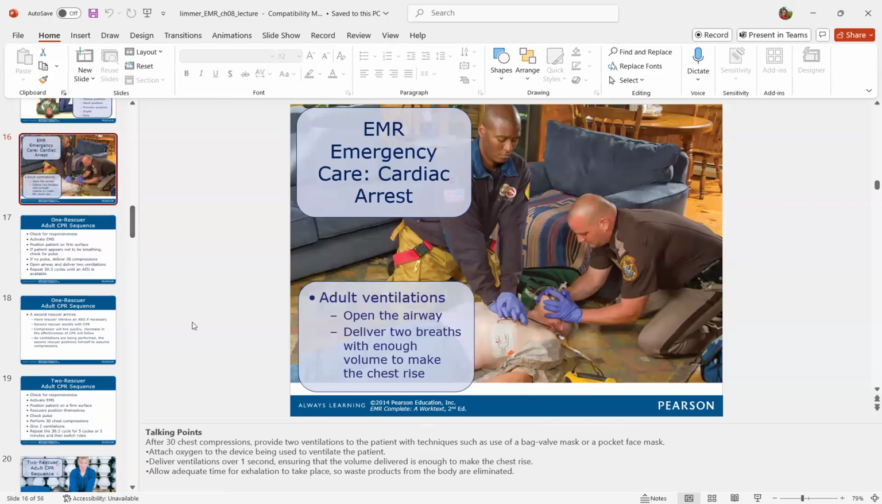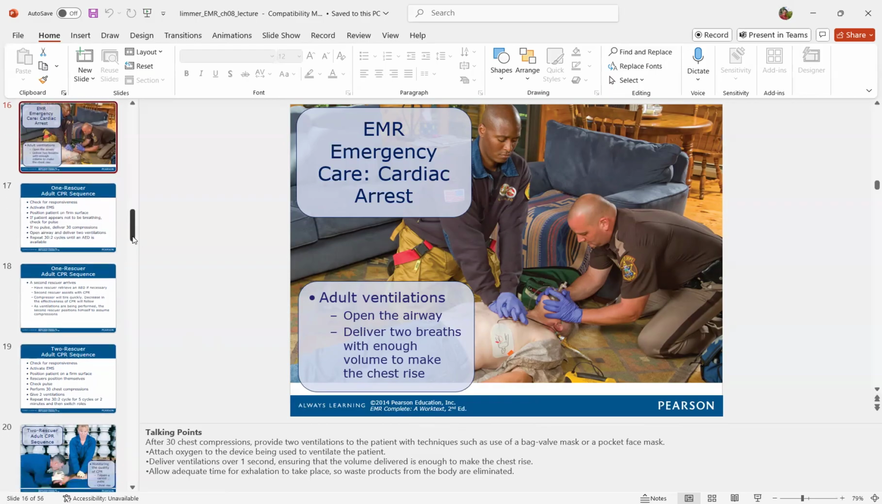After those 30 compressions, we're going to provide 2 ventilations to the patient with the technique using either your bag valve mask or your pocket mask that you have attached to oxygen if you have that available. Again, we're going to deliver ventilations over 1 second, ensuring that volume is making their chest rise. Allow adequate time for exhalation to take place so waste products can be eliminated from the body as well.